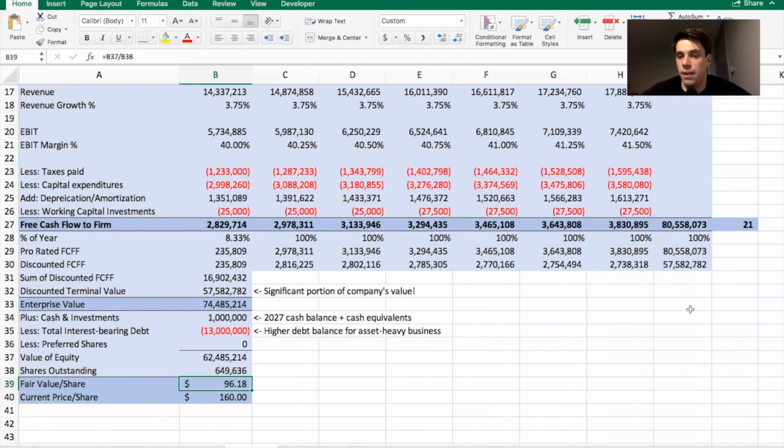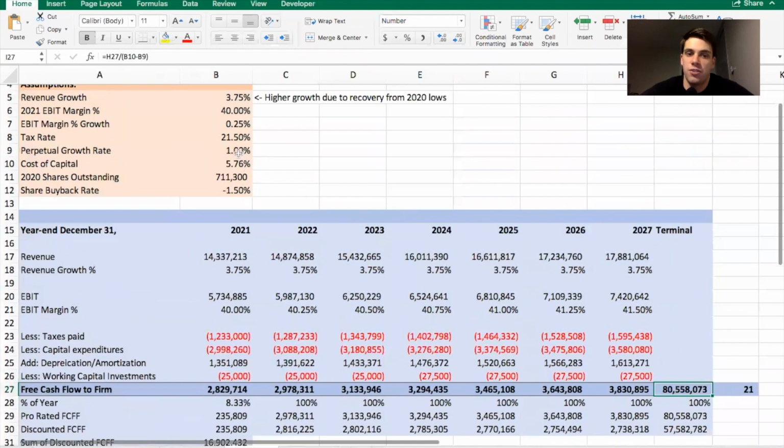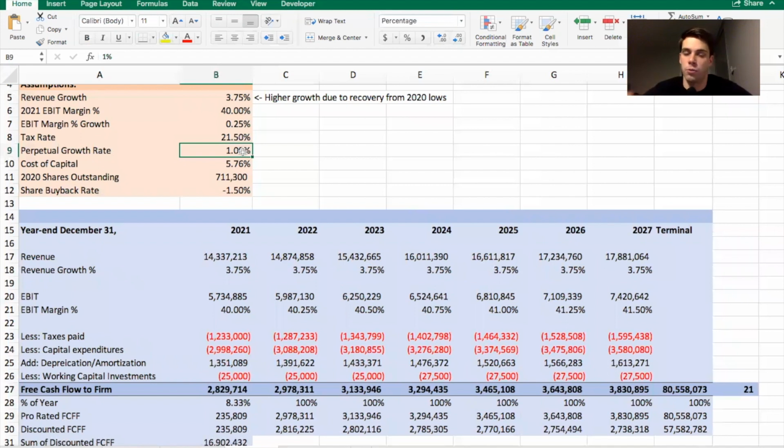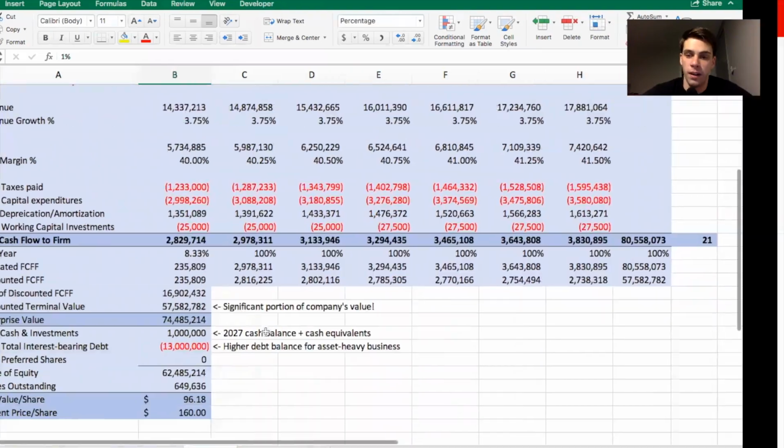Well, I have accounted for that moat in my valuation, which is accounted through the terminal value, because I've essentially assumed that this company is going to grow at 1% every year from 2027 onwards for the rest of time, which means the company's going to be around for a while, which is what you'd expect to see with a company that has an economic moat.